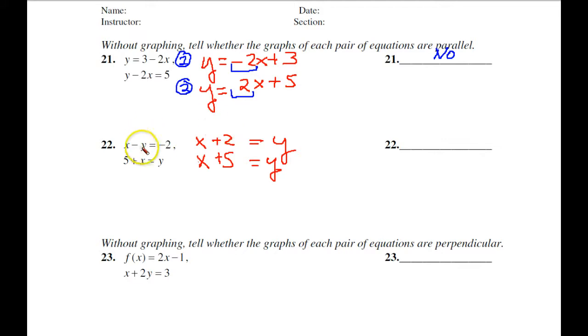But here, when we solve for a positive y, what I did is I moved that y and then I transposed that. And now we compare the slopes. There's a 1 by both. They are the same slopes, but different y-intercepts. So yes, that is parallel.